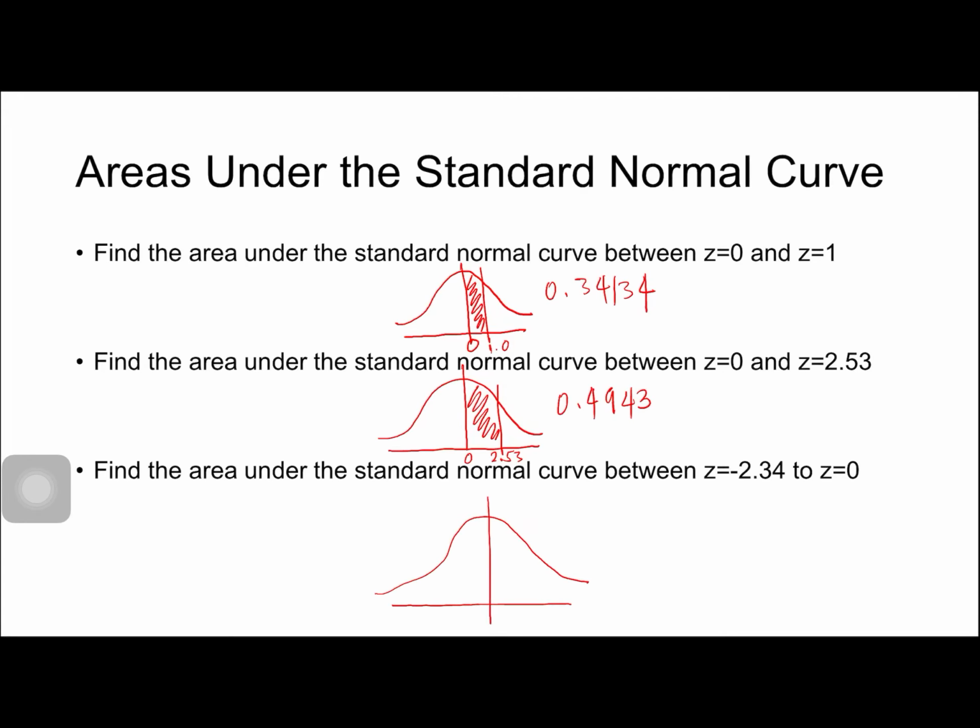So we have here our normal curve. Okay? So, we have here 0. Negative 2.34 is located where? Since it's negative, it's located at the left. So we have here our negative 2.34. Okay. So, this is the area that we need to find. So again, it's Q.